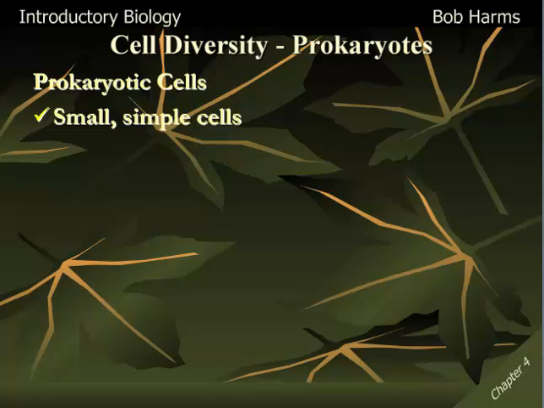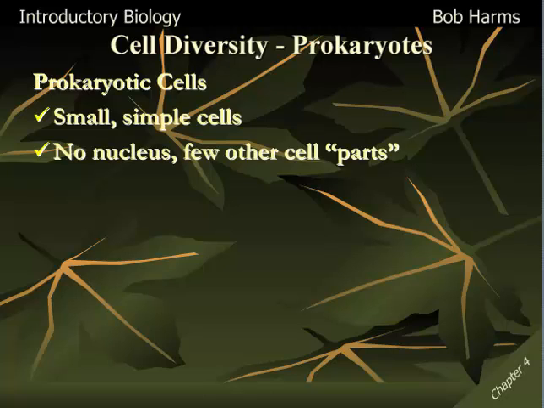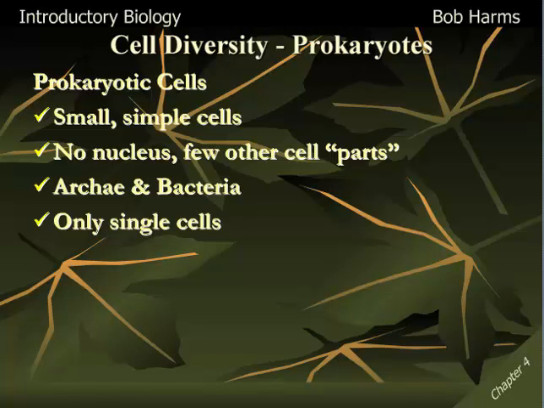And our defining feature of our prokaryotic cell is that they don't have a nucleus. Okay? Their DNA is mixed in with the rest of the cell. Not only do they not have a nucleus, they don't have many other cell parts. When we look at them with an electron microscope, we don't see a lot of structure. And remember, prokaryotic cells make up two of our three domains. They make up the archaea and the bacteria. And we only find prokaryotic cells living as single-celled organisms.